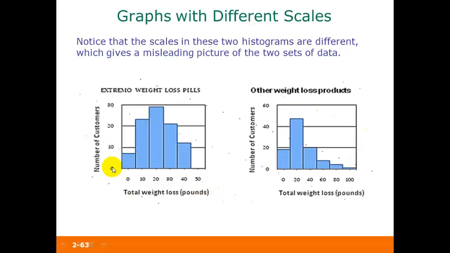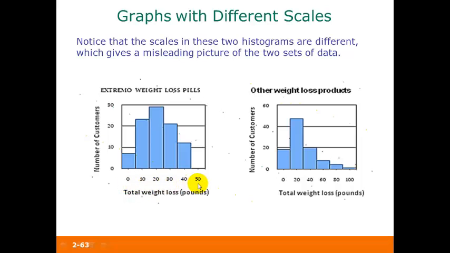But if you actually look at the numbers on the scales of the graph, the one on the left, the frequency, the vertical axis only goes up to 30, while the one on the right, the vertical axis goes up to 60. So the one on the left is exaggerating the frequencies of customers who lost weight compared to the other graph.